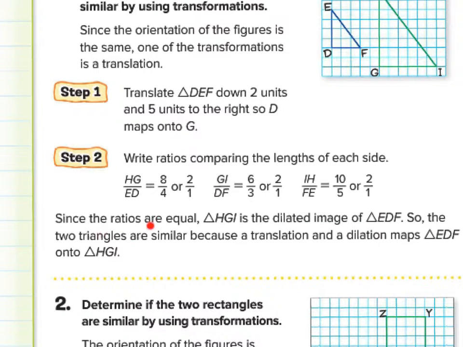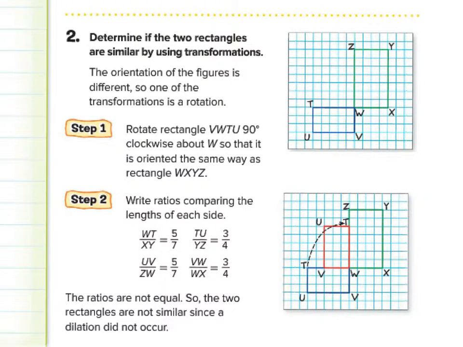Since the ratios are equal, triangle HGI is a dilated image of triangle EDF. So the two triangles are similar because a translation and a dilation maps triangle EDF onto triangle HGI. For example 2, we have a similar scenario.